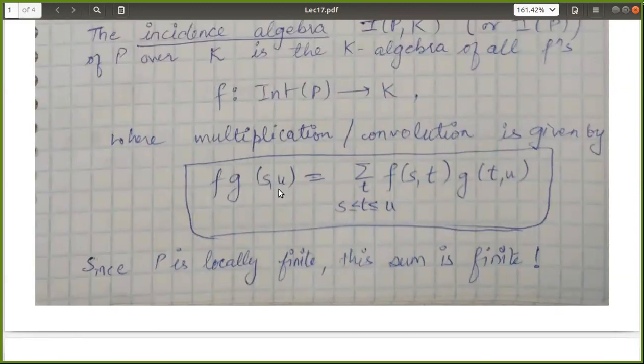So FG of SU collects all the T in between S and U. Whichever is the first one, you take F of ST, followed by G of TU. So this is what you have to just remember, and this comes from here. T in between is running over all the T's which are sitting in between S and U.